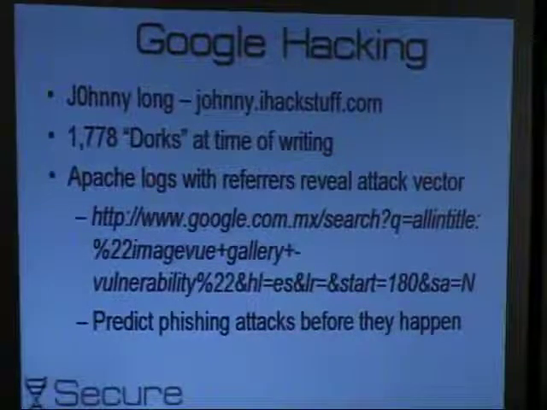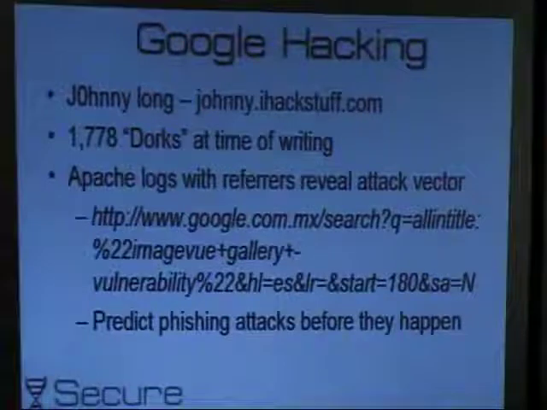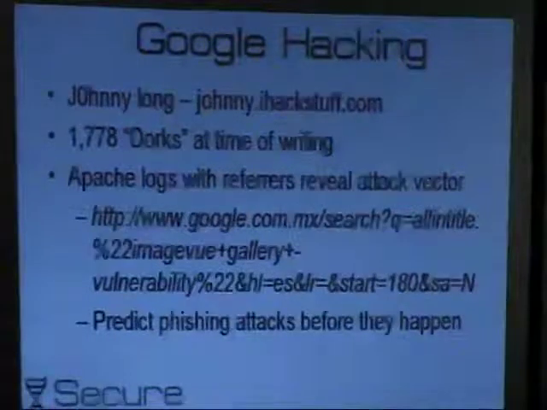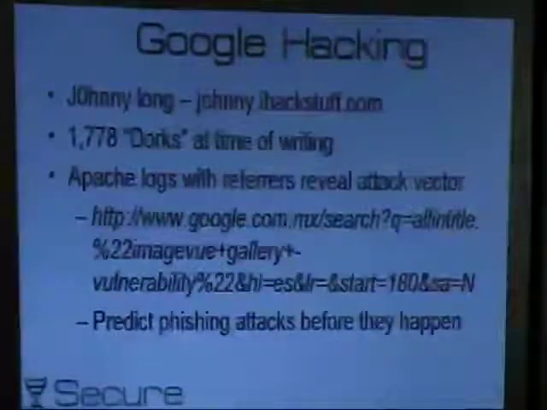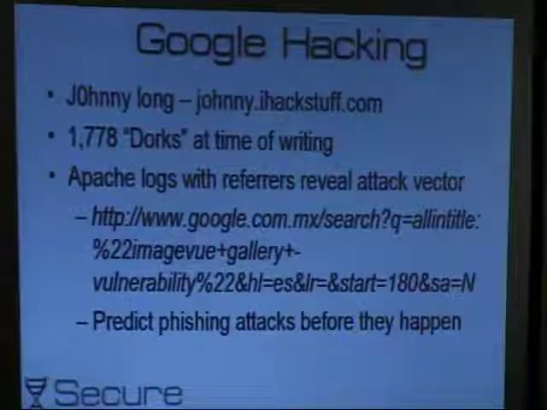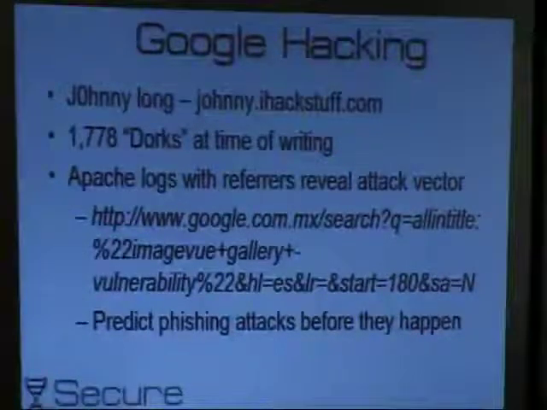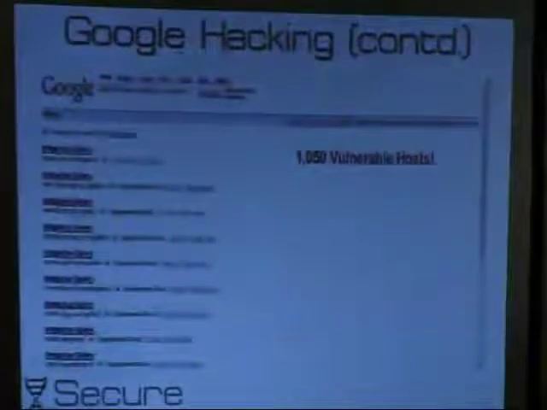This is an actual example of a query that we found in an Apache log referrer that was very, very helpful. allintitle: image view gallery, which basically means everything in the title bar, the whole thing has got to be included. And this actually happened to be from, I think, a 1.5-year-old vulnerability for Image View that was still wide open. As you can see, we still got 1050 vulnerable hosts.